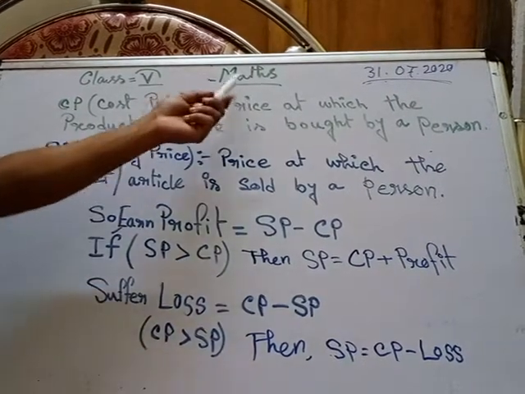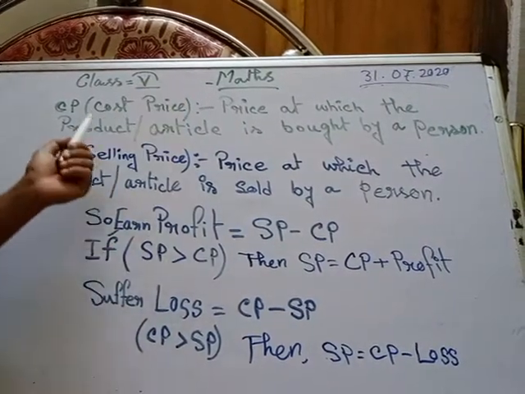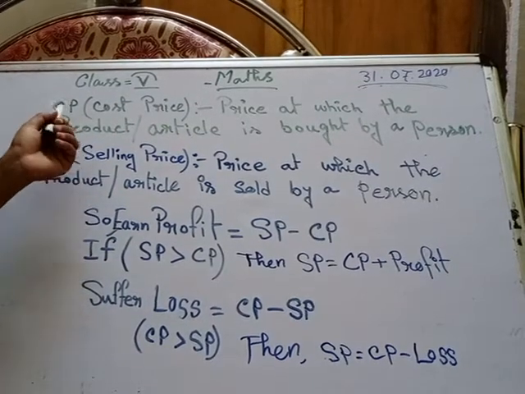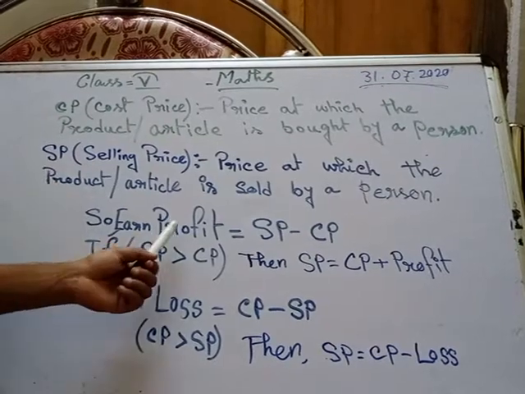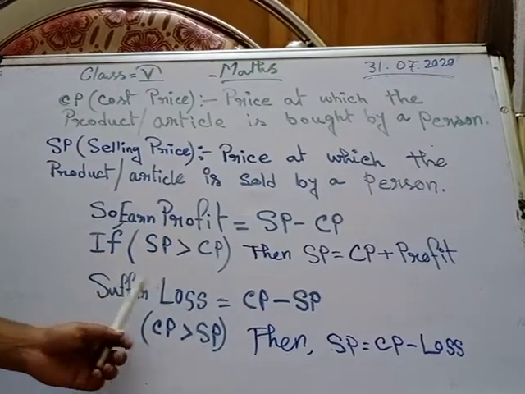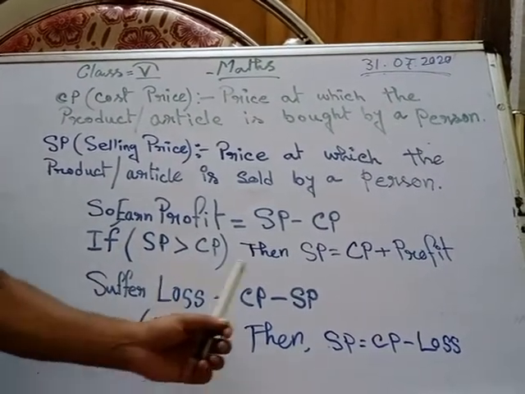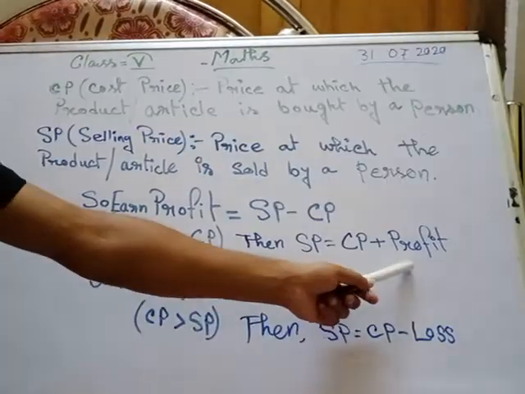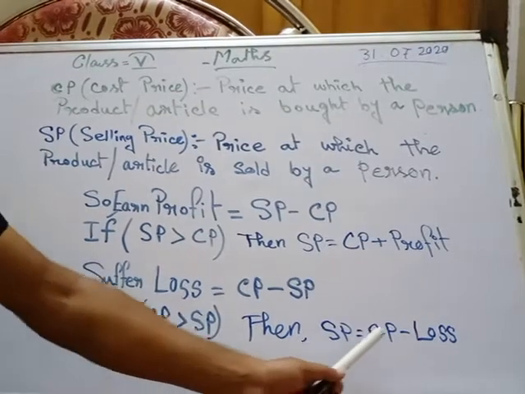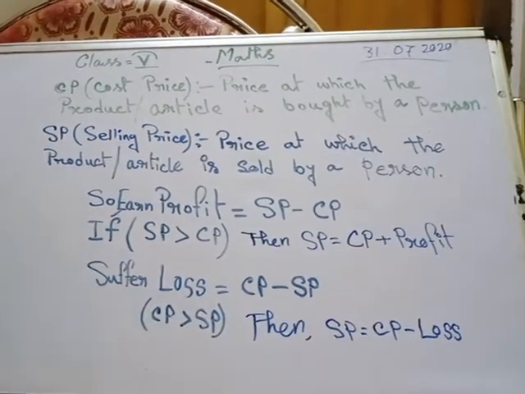Today I will discuss class 5 maths: CP and SP. At first I will tell you what is CP, what is SP, when it will be the profit time and when it will be the loss time, and how to find out the SP with profit and the SP with loss.